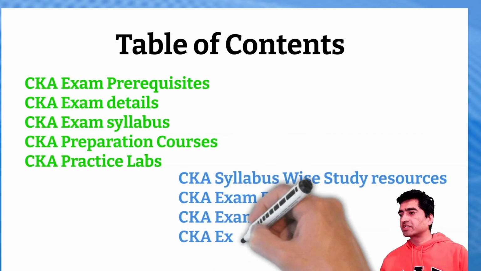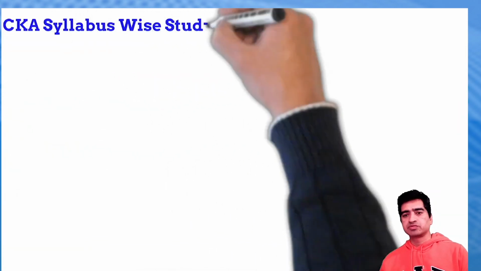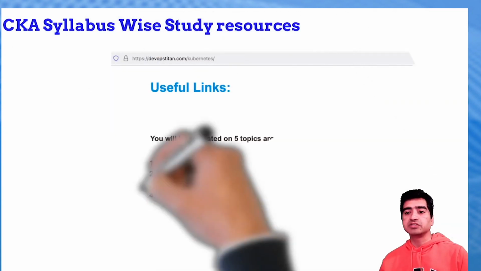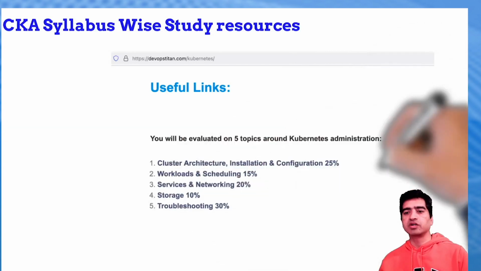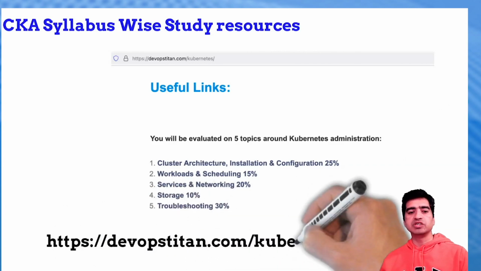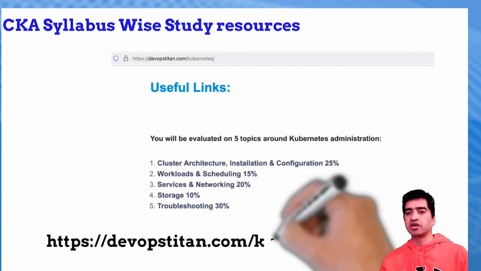So the next topic is the syllabus-wise study resource. On DevOps Titan, under the CK exam review page, I have mentioned a GitHub link for some of these topics. Suppose we have studied Kubernetes through the Mumshad course and now we want to master these sections, like there are 5 sections, section by section, then you can also do that. There's a GitHub link on my blog.